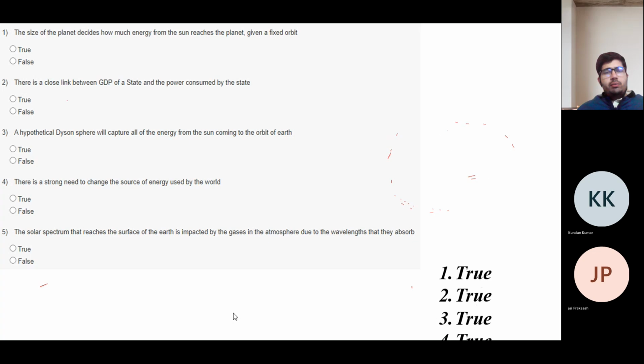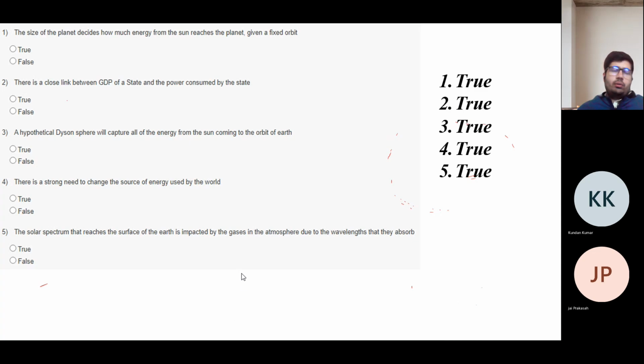So these are some statements we have just seen. The correct answer is that all are true. The size of the planet decides how much GDP. So it's correct, yeah. The link between GDP and a state's power consumption, yeah, it's again correct. A hypothetical Dyson sphere will capture all energy, yeah, correct. There is a strong need to change the source of energy, yeah, correct. Otherwise, the average temperature of Earth will increase, and the environment will not be habitable for species.